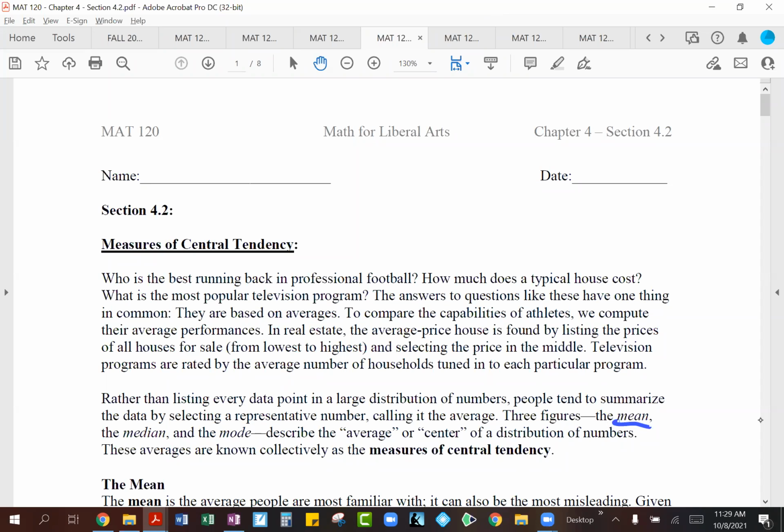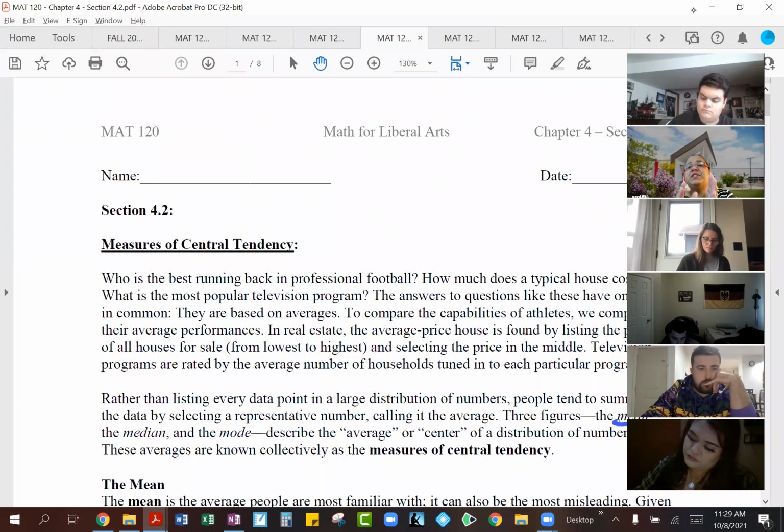This is where you add all your data values and divide it by how many values you had total. So that's your mean, which is what we normally think about as an average, right? Just add everything together and then divide by however many data values you had. We have the median, which is actually the position. So if you arrange your data from smallest to largest, then you find the centermost position, and that's your median.